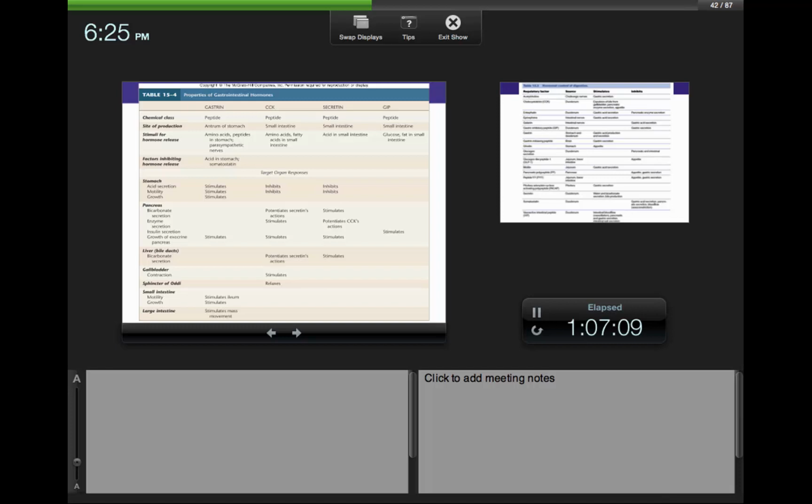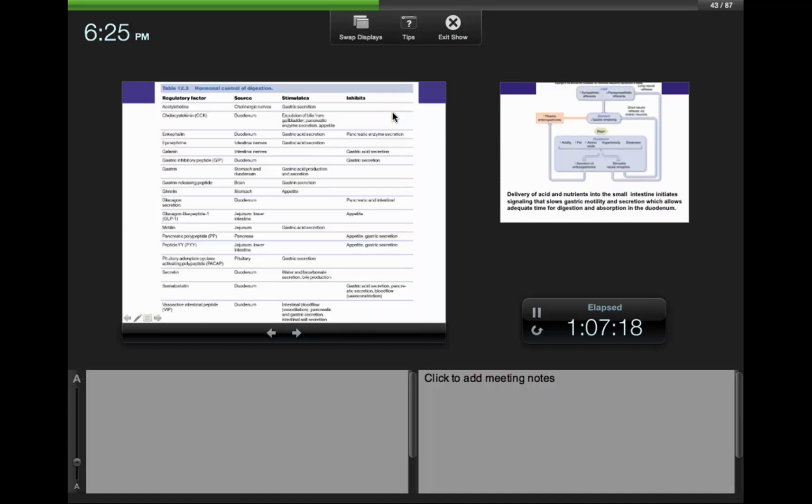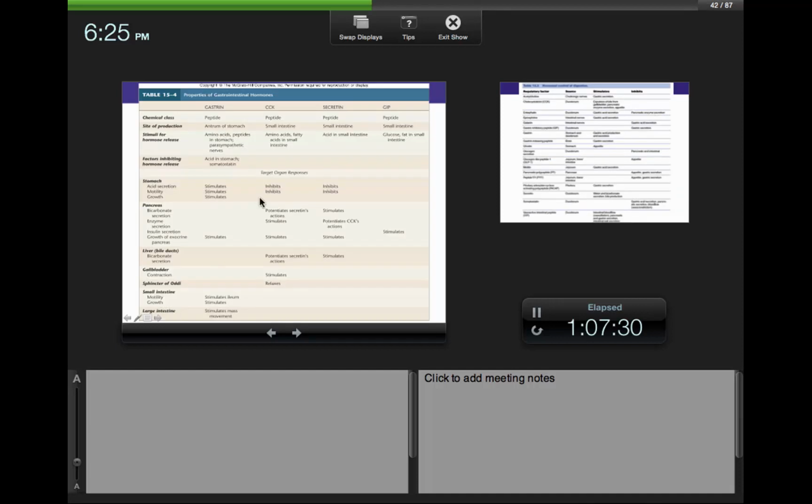All right, so here is the chart: gastrin, CCK, secretin, and GIP. Don't worry about this one. You can just X through it. This is way too much information. But if you're curious, you can see that there are so many hormones involved in the GI tract. I'm just giving you the big four: gastrin, CCK, secretin, and GIP.